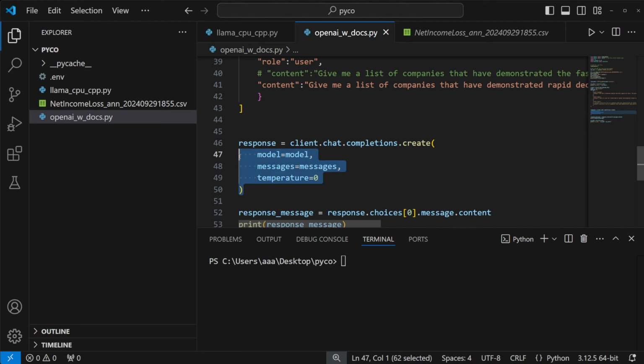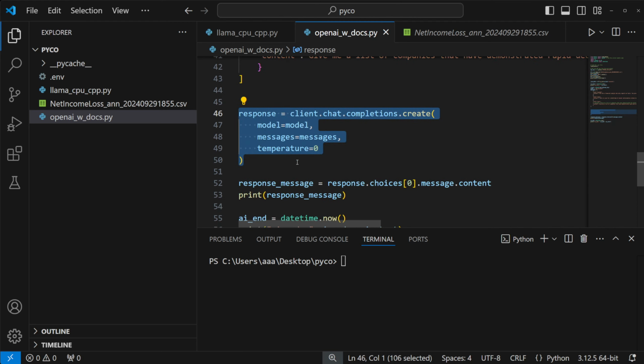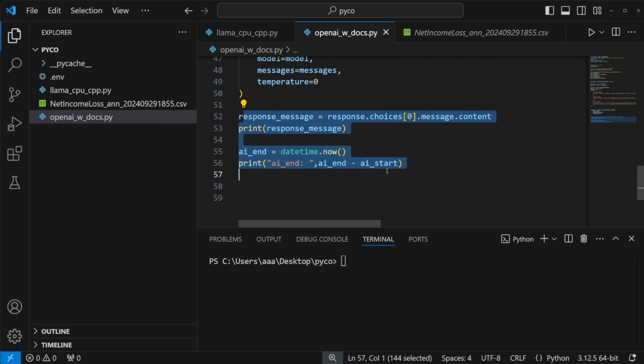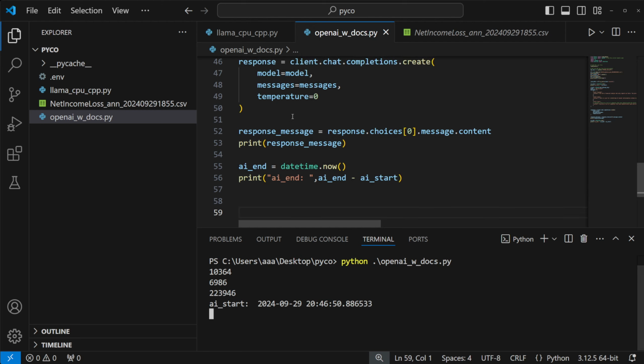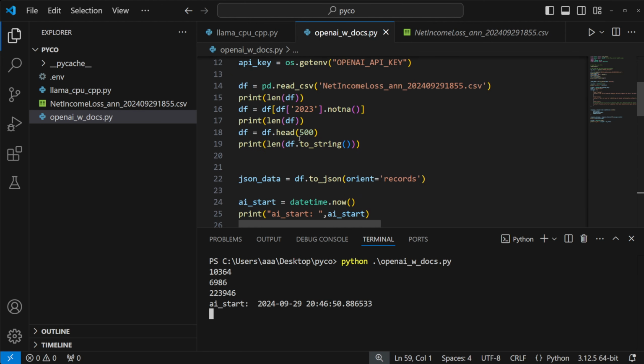Anyways, just putting it all together. And of course, this happens afterwards, right? So this is after the GPT does its stuff. So I'm going to go ahead and roll this. And let's see what we get. So let's look at what those numbers are first.